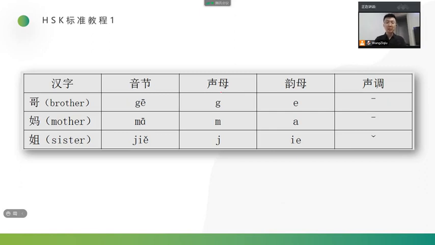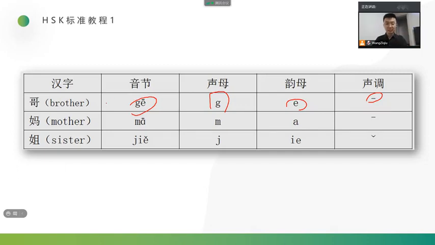Now we have learned some finals, 韵母, initials, 声母, and the tone, 声调. With initial, final, and tone, now we can read one syllable, 拼音. Let's get this table. 声母 is 歌, 韵母 is 啊, 声调 is first tone, right? So now let's combine them together. 歌 and first tone. 歌歌歌歌, that means brother.